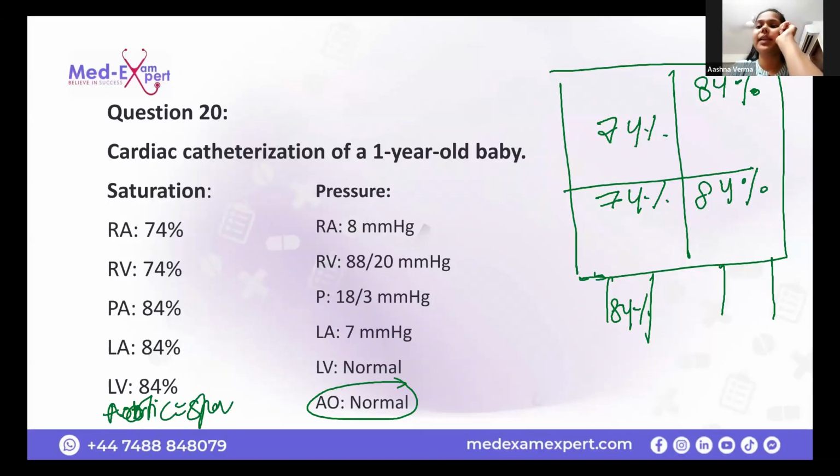And let's look at the pressures. So it is 8 here. It is 88 by 20 here. 18 by 3 here. 7. Here they have mentioned normal pressure. And here also they have mentioned normal pressure. Okay. Now, what do you think this condition is?